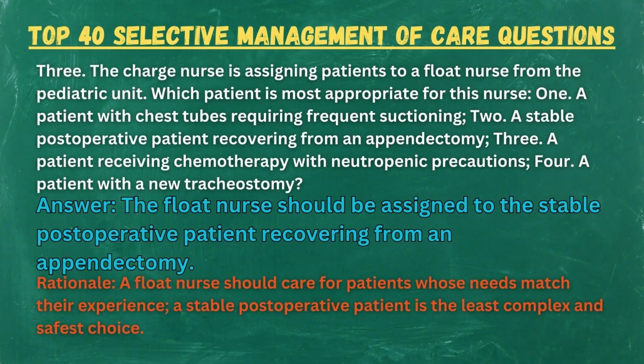3. The charge nurse is assigning patients to a float nurse from the pediatric unit. Which patient is most appropriate for this nurse? 1. A patient with chest tubes requiring frequent suctioning. 2. A stable postoperative patient recovering from an appendectomy. 3. A patient receiving chemotherapy with neutropenic precautions. 4. A patient with a new tracheostomy?